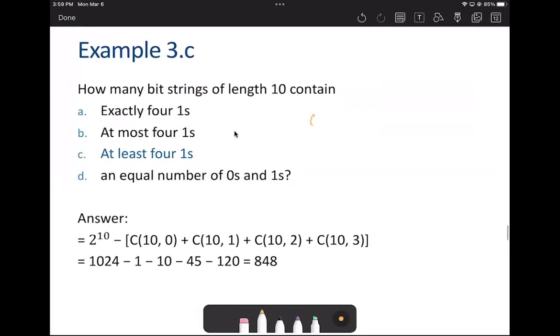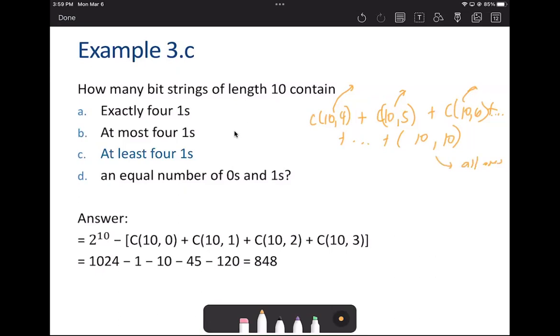combination of 10 taken 4 plus combination of 10 taken 5 plus the combination of 10 taken 6 until combination of 10 taken 10. Because these are the bit strings of length 10 with 4 ones, with 5 ones, with 6 ones, and all ones. Okay? But that would be difficult to compute when there are so many of them.